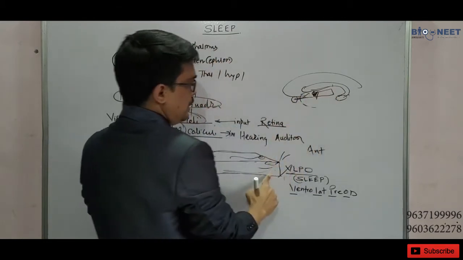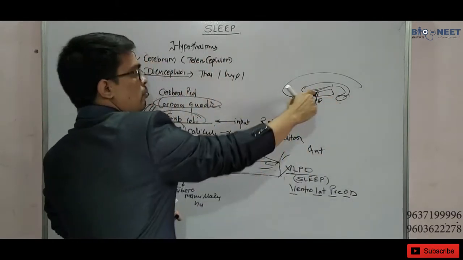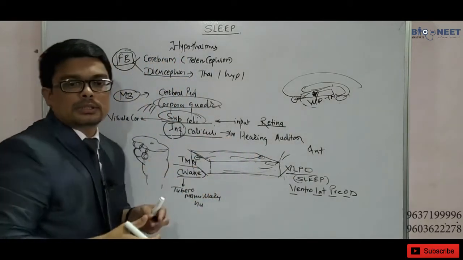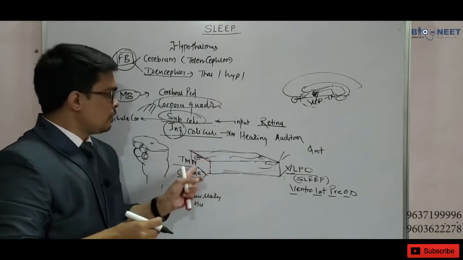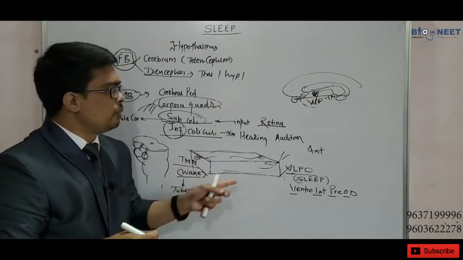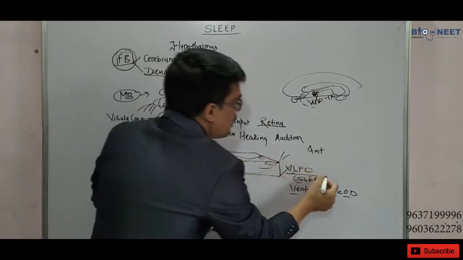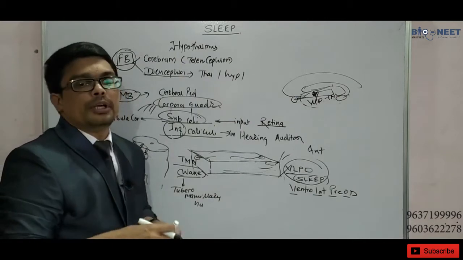So this anterior part we are talking about is the VLPO, and the posterior part is the TMN. We are seeing this here, right? What happens when TMN is active? When TMN is active, there is wakefulness. And when the VLPO is functioning, what happens? The VLPO induces sleep. Okay, VLPO induces sleep.